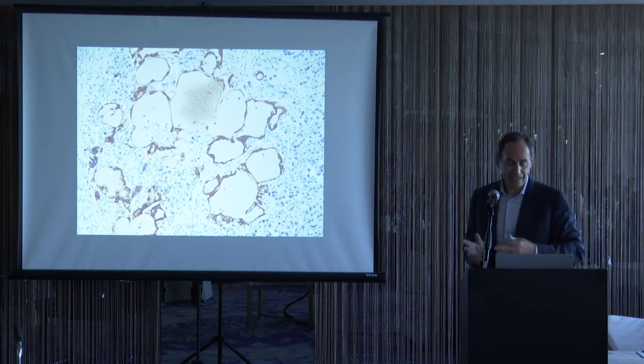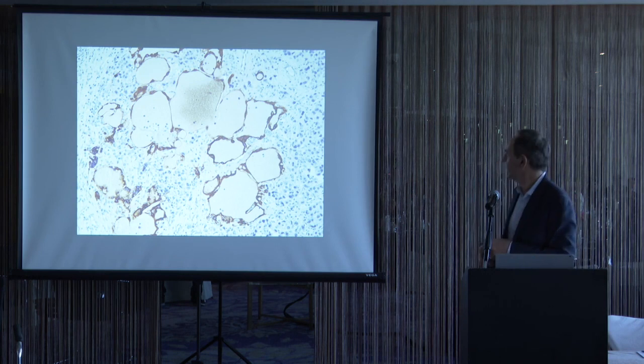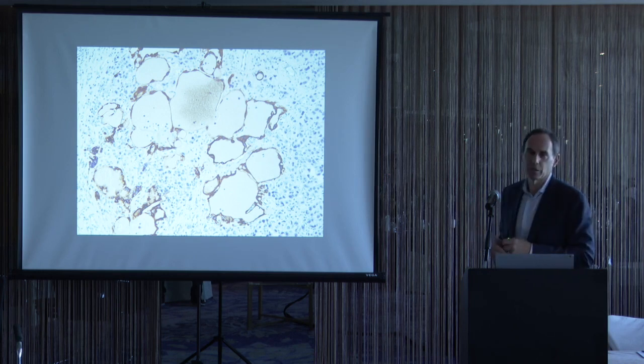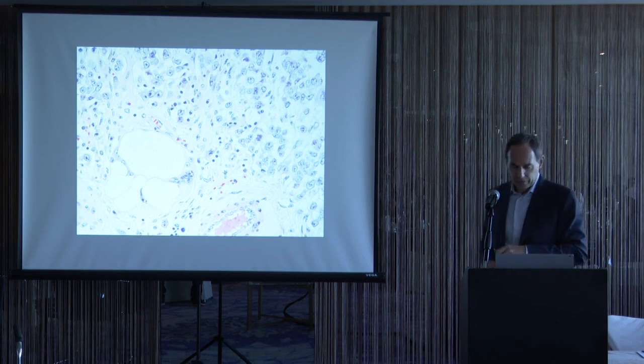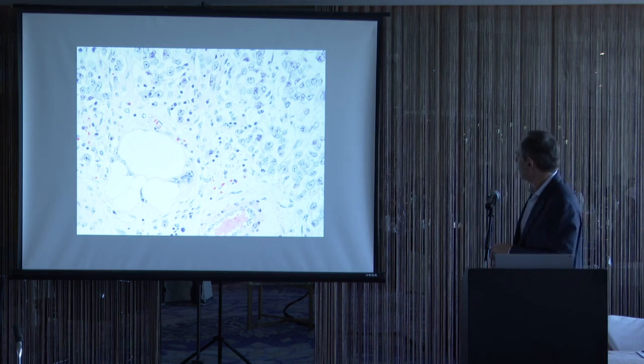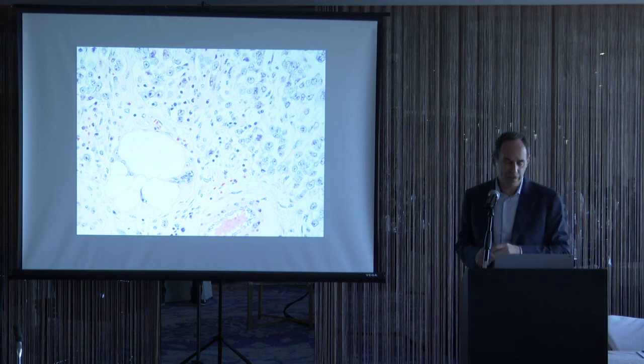If you do HCG stain in a case with syncytial trophoblasts, you can see how nicely they're encircling these blood vessels, but not invading the blood vessels. One can also see vacuolization in syncytial trophoblasts. It's a morphological variant of syncytial trophoblasts.